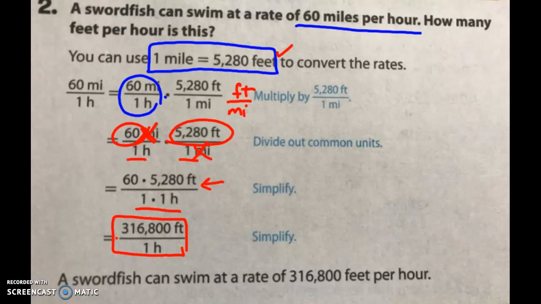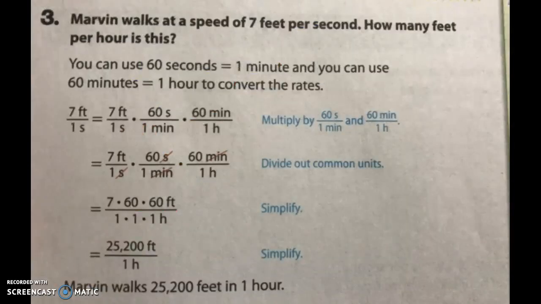Okay? All right, on question number 3, I want you to look through this and see if you can figure out what they did and see if you can follow it through. On this one, they actually are using 2 conversions, okay? So we started off with 7 feet per second, and we were trying to get to feet per hour. So here's our feet per second right here. And our goal was feet per hour.